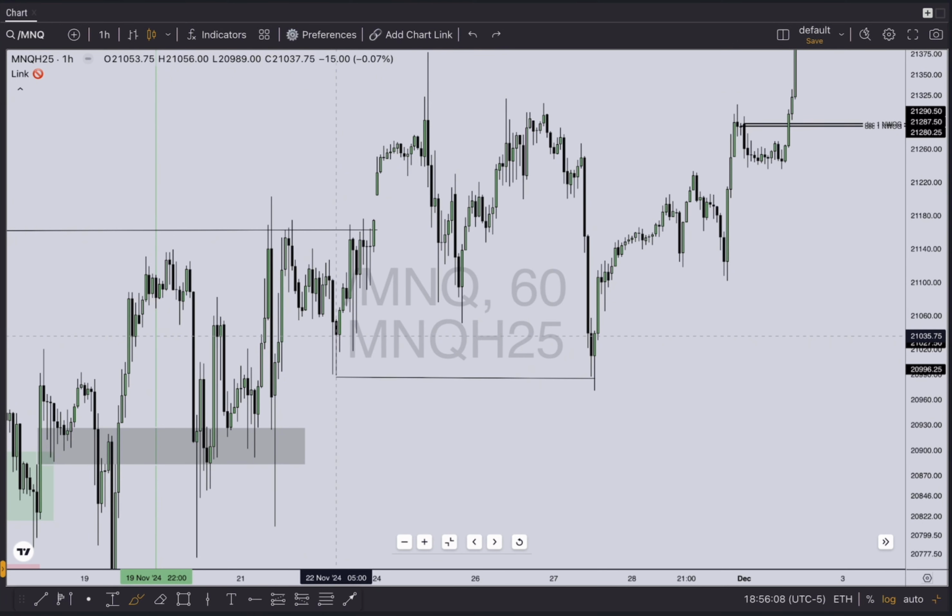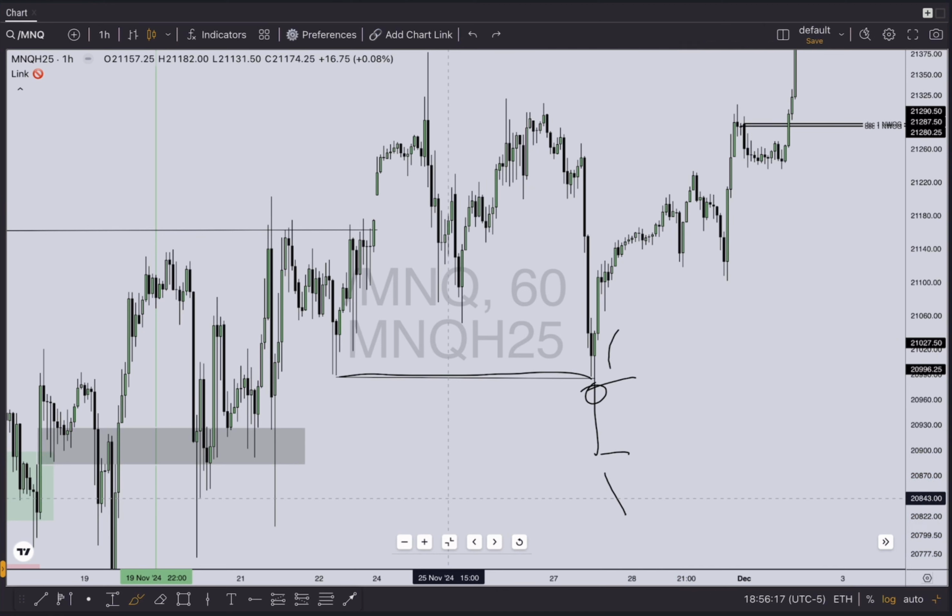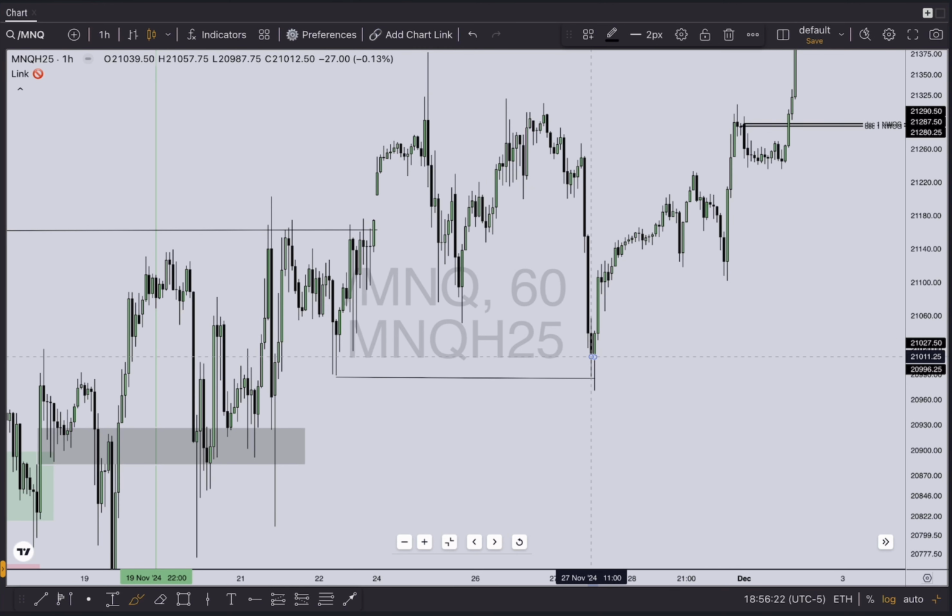And this wick, no, all we have is a wick. There's no candle with a fair value gap for us to come back and then continue lower. We don't have that. It's just a wick. And we closed within the range. All right, let's see what happens next.